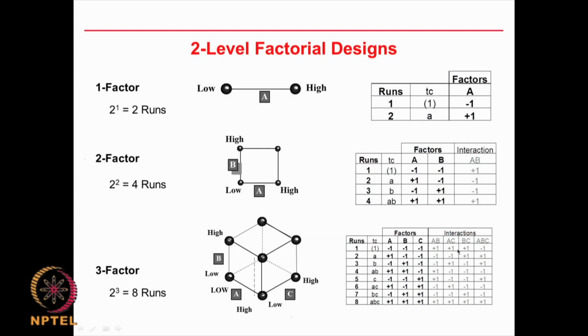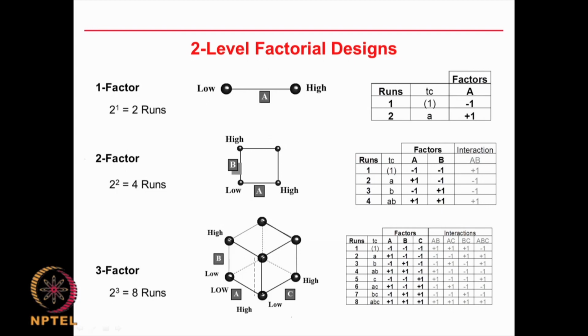So, minus minus minus will give you minus, plus minus minus will give you plus, minus plus minus will give you plus, plus plus minus will give you minus, minus minus plus will give you plus, plus minus plus will give you minus, minus plus plus will give you minus, plus plus plus will give you plus. Look at the interaction columns also, so beautiful. You have 4 pluses, you have 4 minuses. So, it is so balanced, okay.